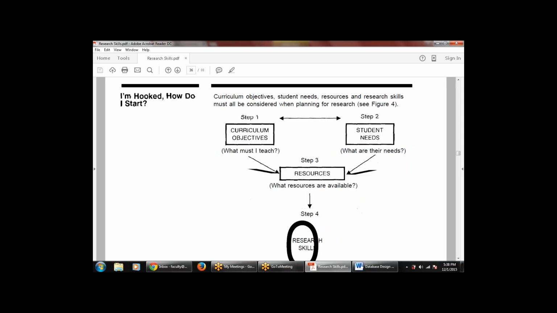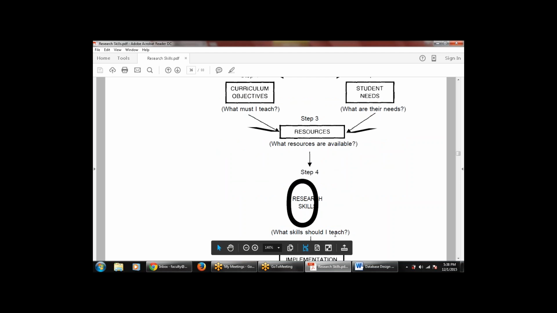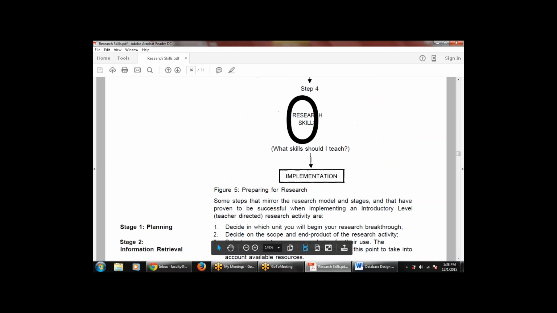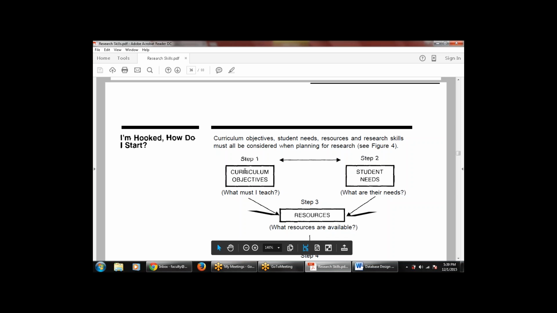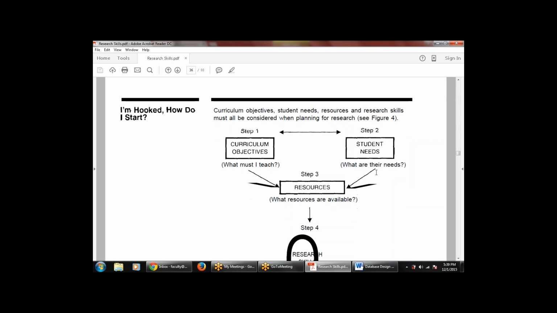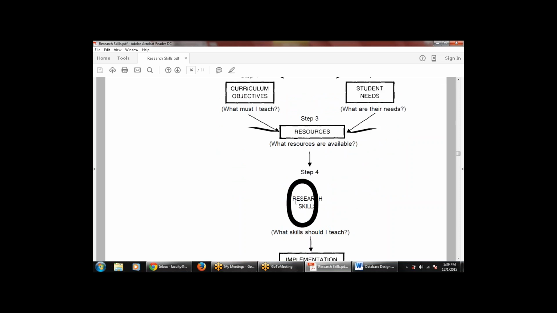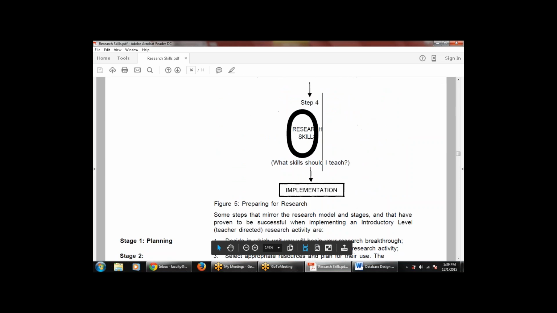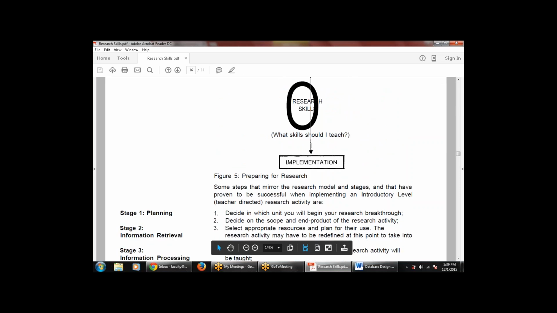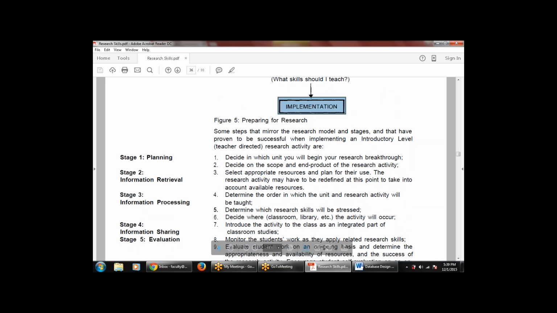Then step number 4 is the research skills. What skills should I teach? What are the various skills required for the various steps? What skills does the teacher need to teach the student? Then implementation. This is preparing for the research. Step 1 is the curriculum objective, step 2 is the students' needs, step 3 is the resources available, step 4 is the research skills, and then implementation, that is how to implement the concepts.